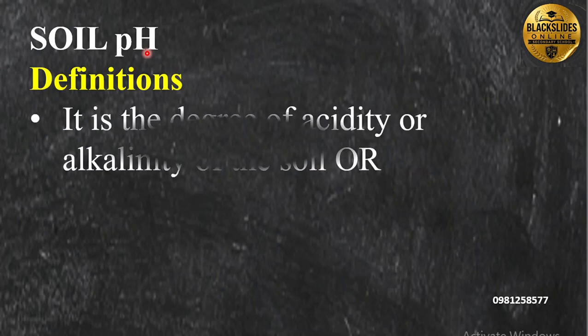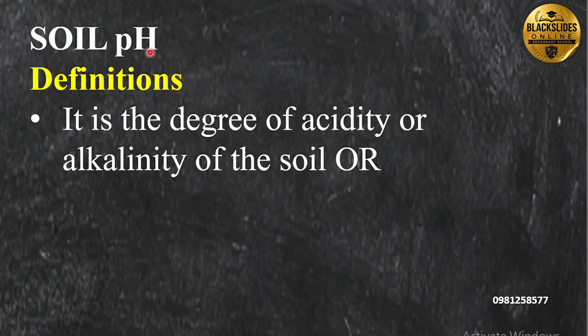Right, so pH, as we are going to use the term in this lesson, is just the degree of acidity or alkalinity of the soil. So soil pH is the degree of acidity or alkalinity of the soil. How acidic or alkaline a soil is called soil pH. So this is the definition I would love you to embrace as we discuss soil pH: it is the degree of acidity or alkalinity of the soil sample.